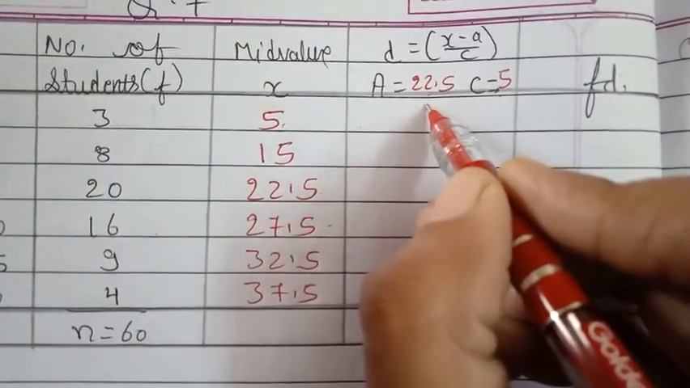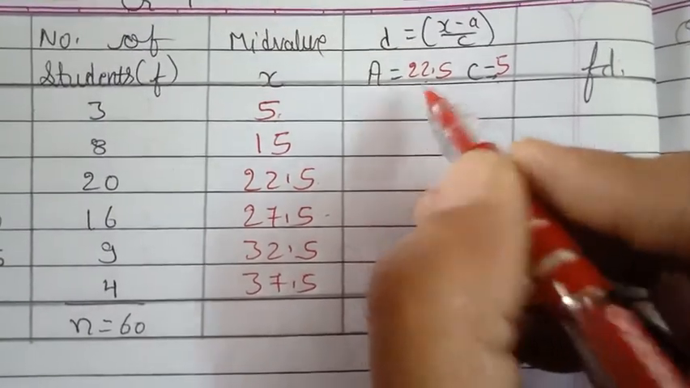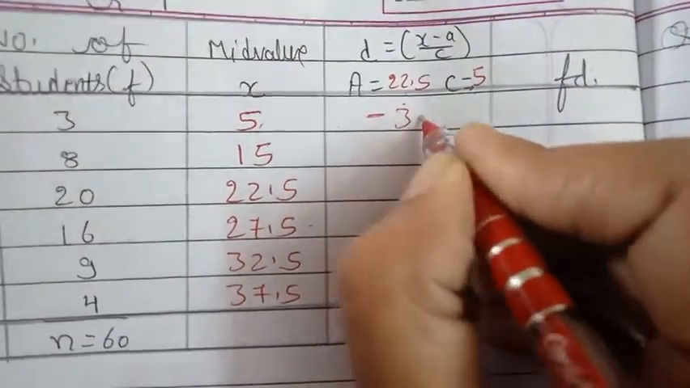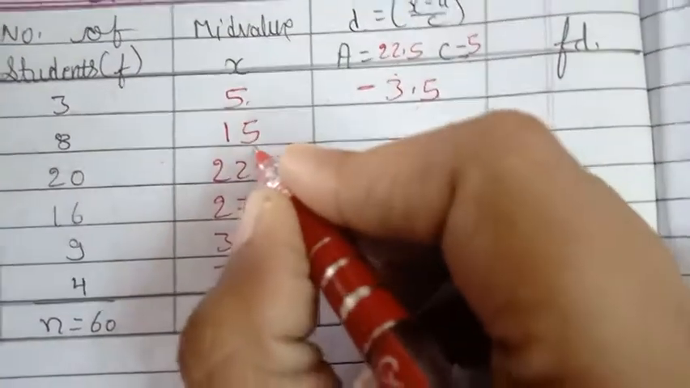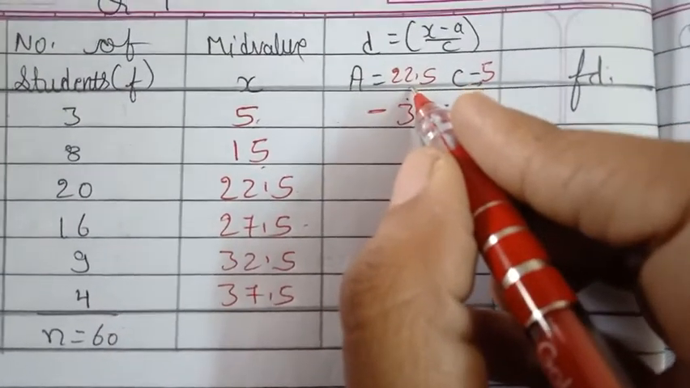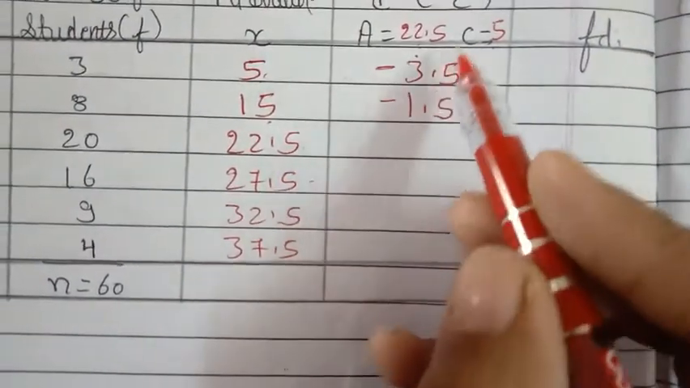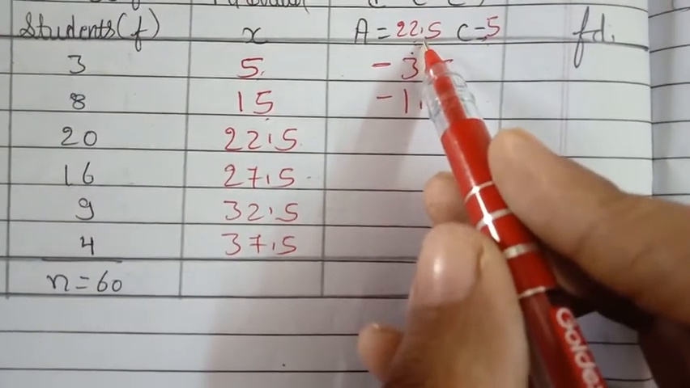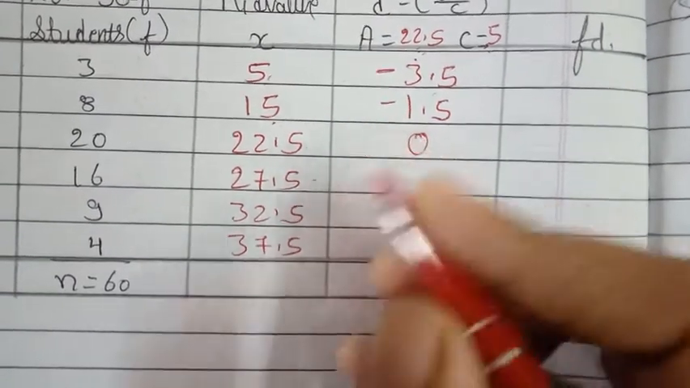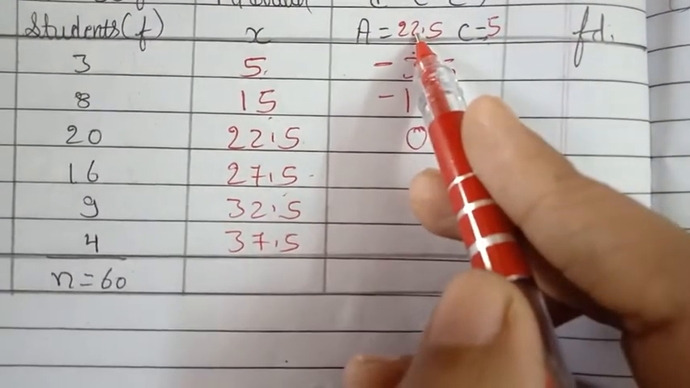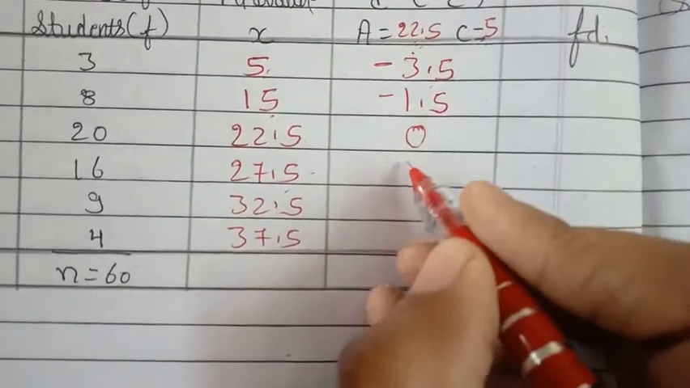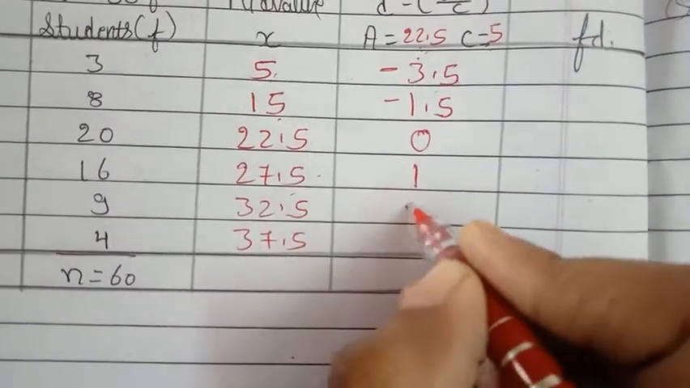5 minus 22.5 divided by 5, so minus 3.5. 15 minus 22.5 divided by 5, minus 1.5. 22.5 minus 22.5, 0. 27.5 minus 22.5 divided by 5, 1. Same way for the other two. Now we will find FD.